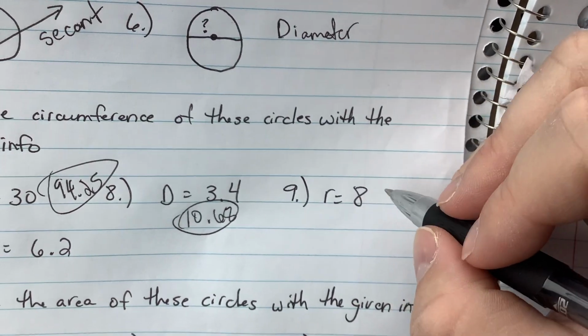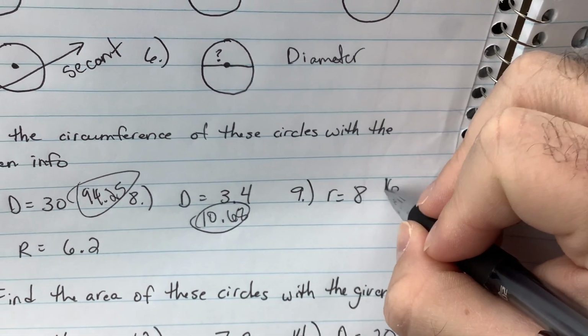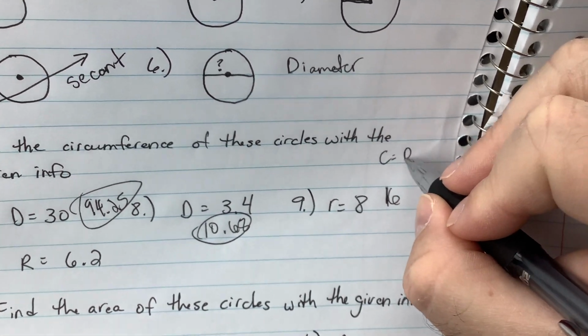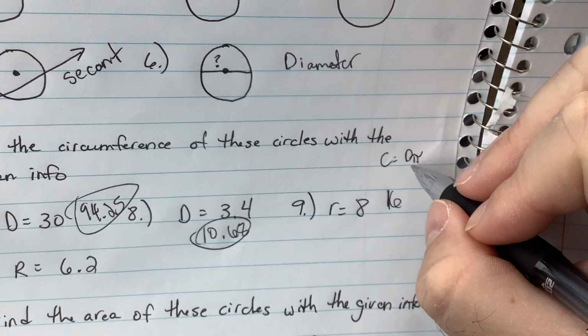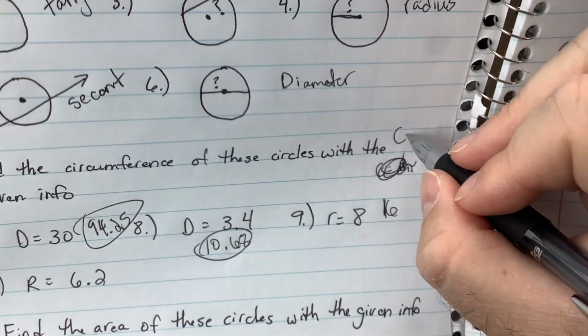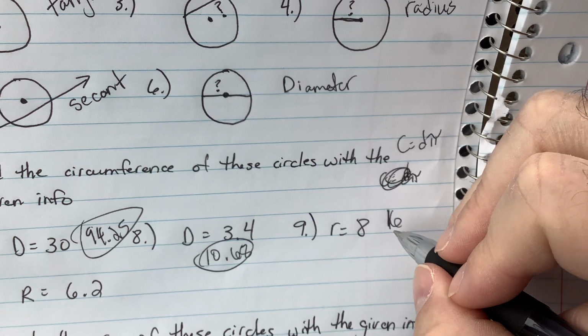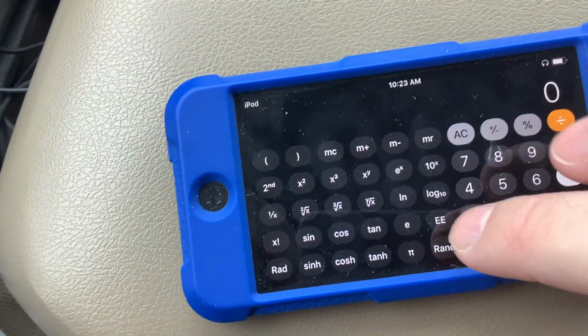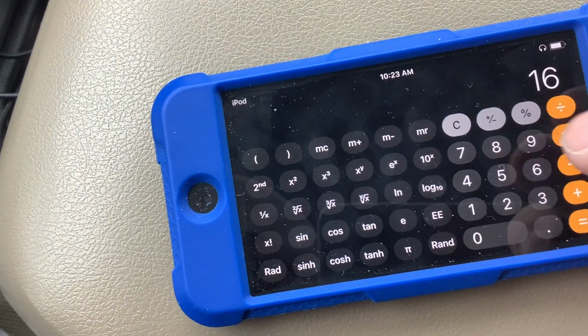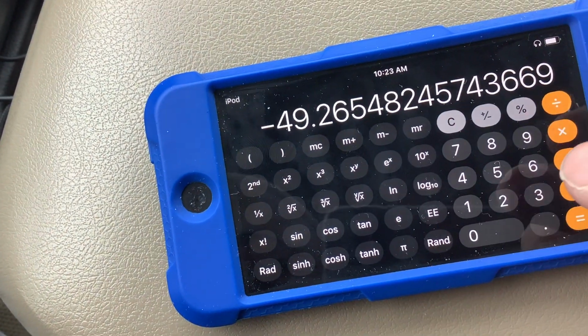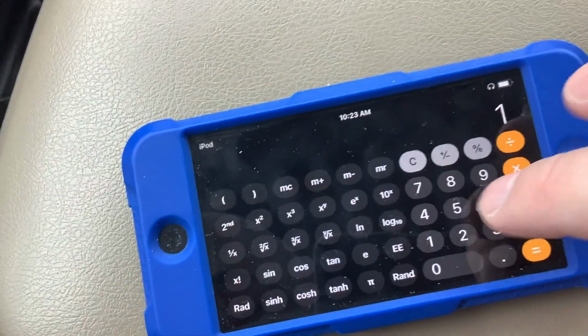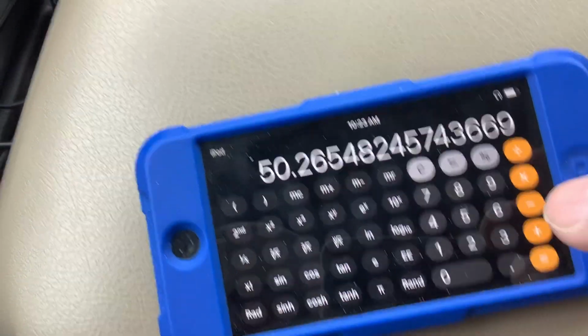This one is 16. Remember, you got to have diameter times pi on the circumference. It's diameter times pi. So, which is actually a little d, sorry. So we have to double the radius, which is 16. And so we're going to do 16 times pi. Oops. What happened? 50.27.